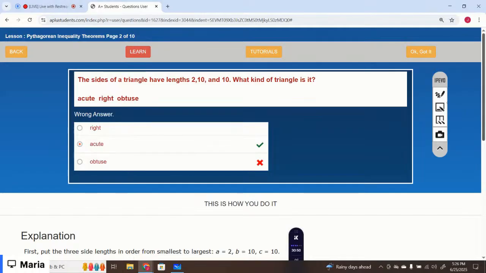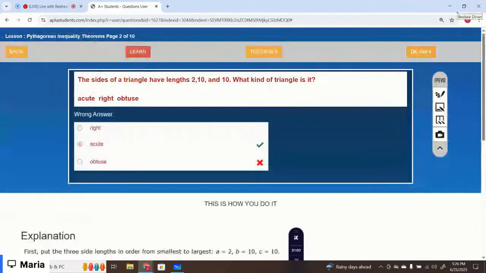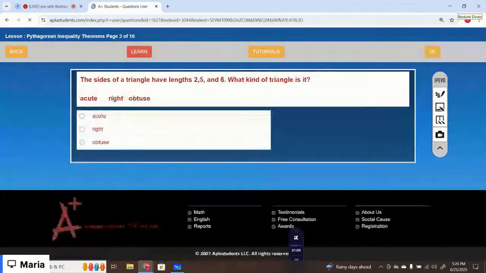You found that if c squared is less than a squared plus b squared, then that would be the acute triangle. So that is the acute triangle. Let's just start with the next one.